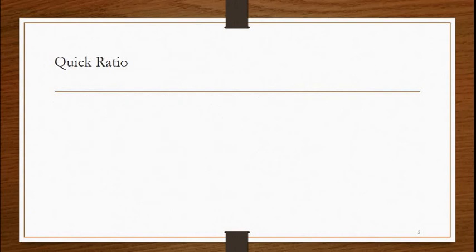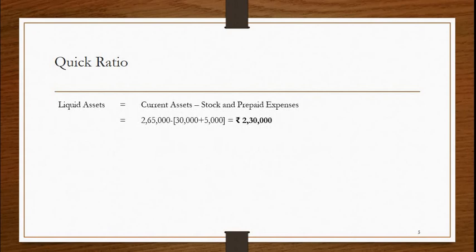Quick ratio. It's also called as acid test ratio. To find out quick ratio, we need to calculate liquid assets. Liquid assets is equal to current assets minus stock and prepaid expenses. Current assets we already calculated, that is 2,65,000. From that current assets we need to less stock rupees 30,000 and prepaid expenses rupees 5,000. Then it will become liquid assets as 2,30,000.